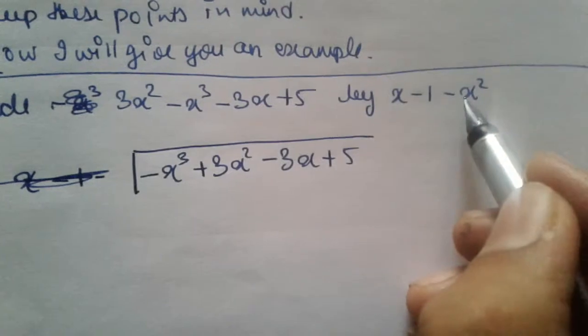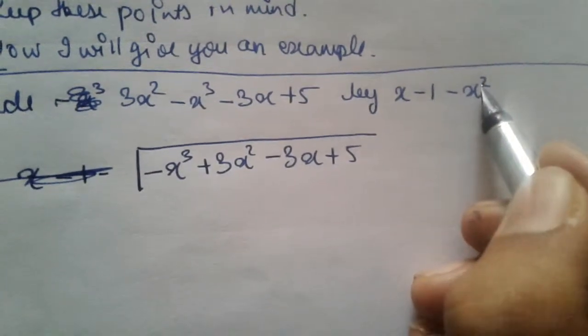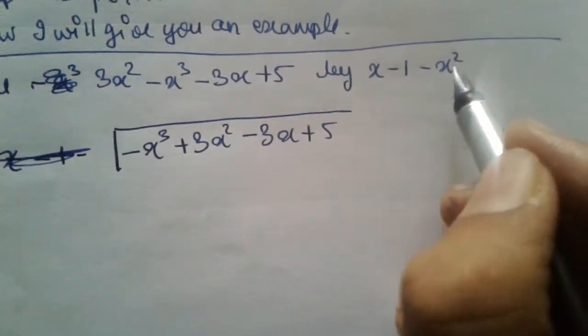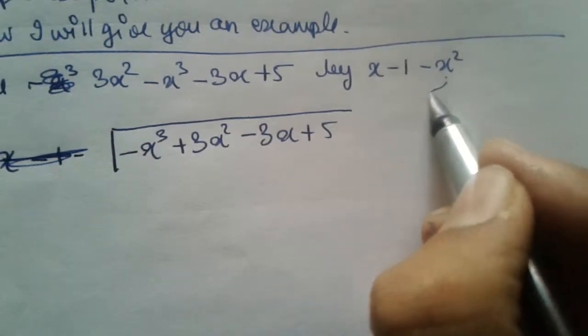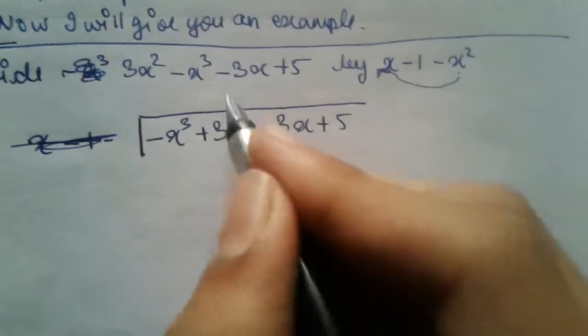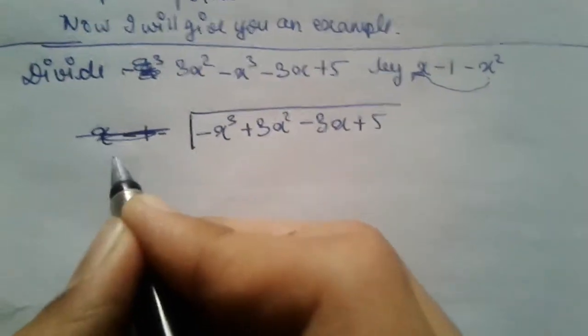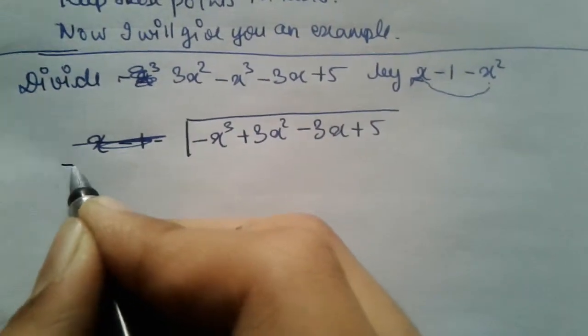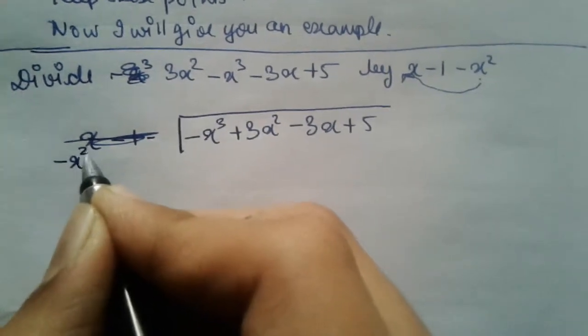Again we can see that the greater power x square is at the back, so therefore we have to bring it over here. To make division simpler, though you can do it the normal way, it's actually easier to bring it like this.